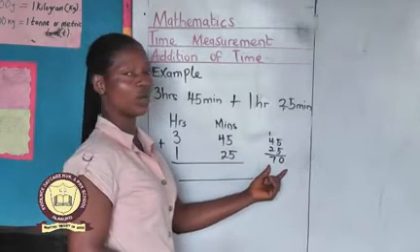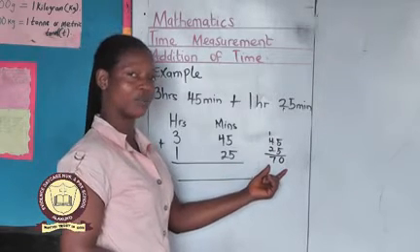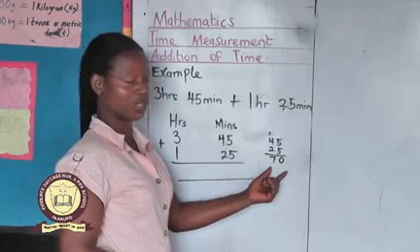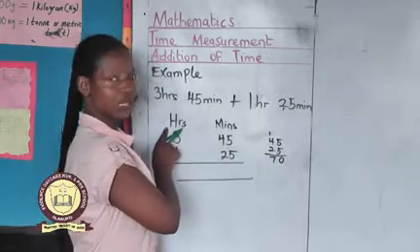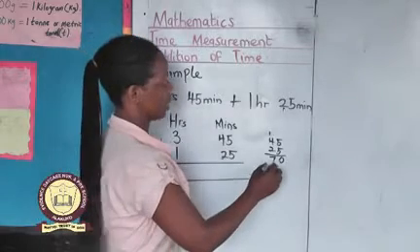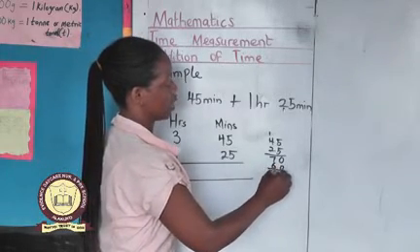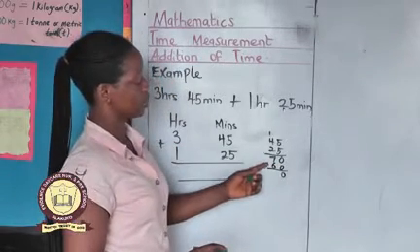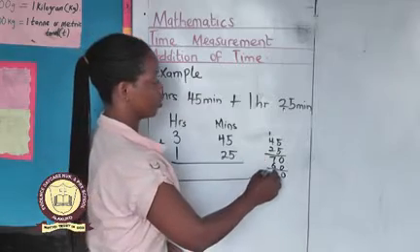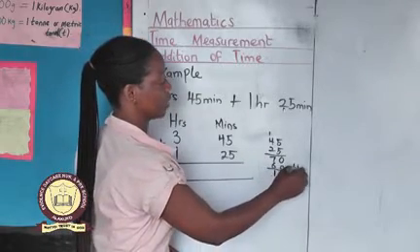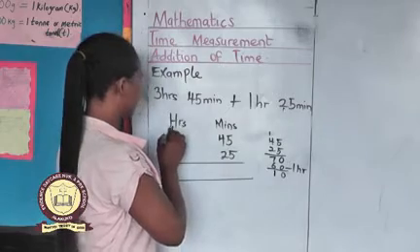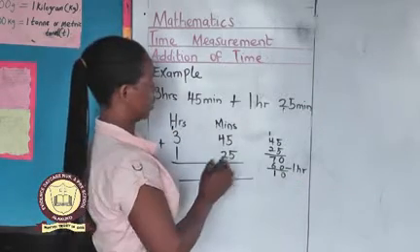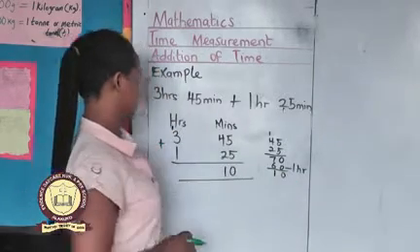You are going to remove, since you can get 1 hour from this, which is 60 minutes. You take away your 60 minutes and make it to be your 1 hour and put it here. Now, let's take away our 60 minutes and see what we have remainder. 7 minus 6 will give us 1. So this one is 1 hour. So this 1 hour, you bring it here. The remainder, which is 10, you are going to write it under your minutes.